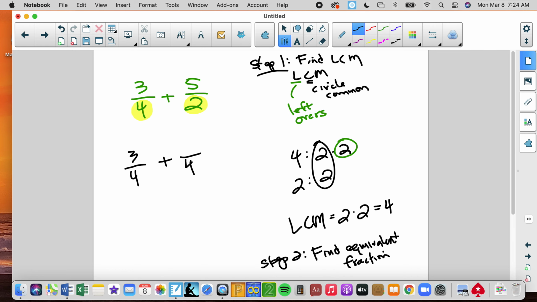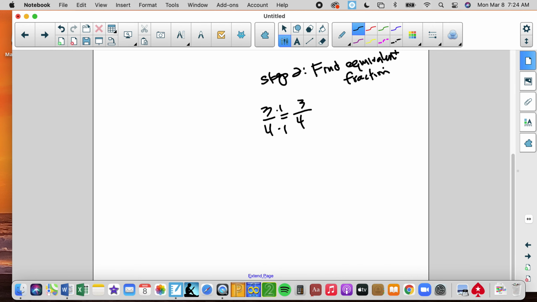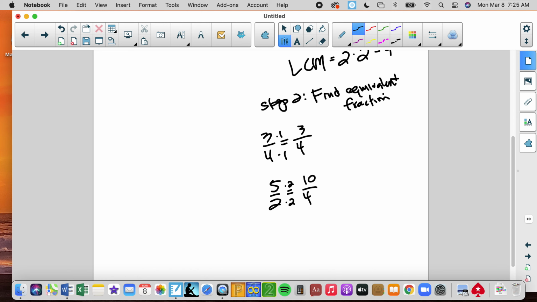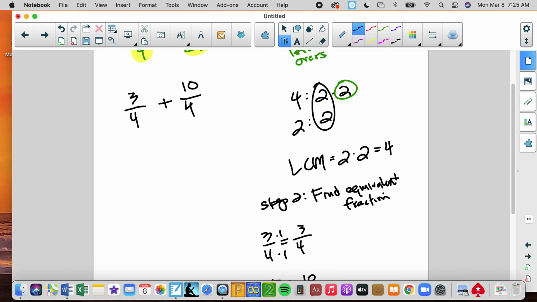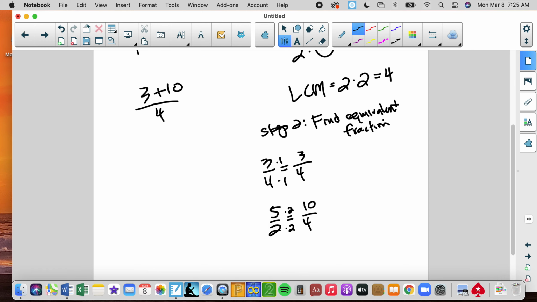And now let's look at our other fraction, 5/2. So 5/2 is equivalent to how many fourths? Well, 2 times 2 equals 4. So if we multiply the denominator by 2, we have to multiply the numerator by 2 in order to keep it equivalent. So you get 10/4. Now we have the same denominator, so we're back to day 1. We can combine their numerators over the same denominator. Those are like terms. So we get 13/4.